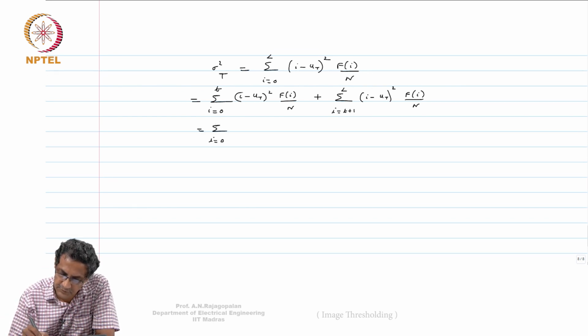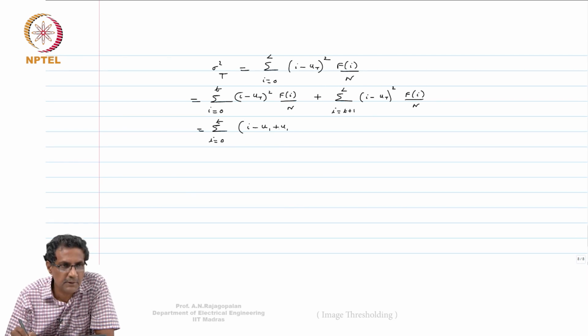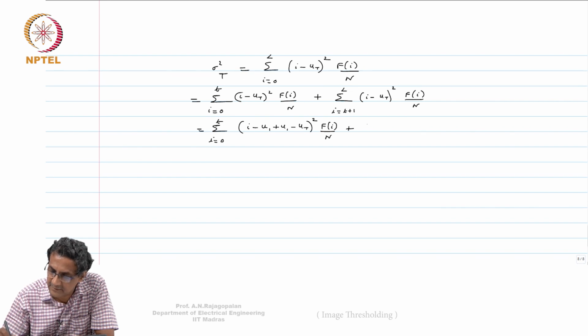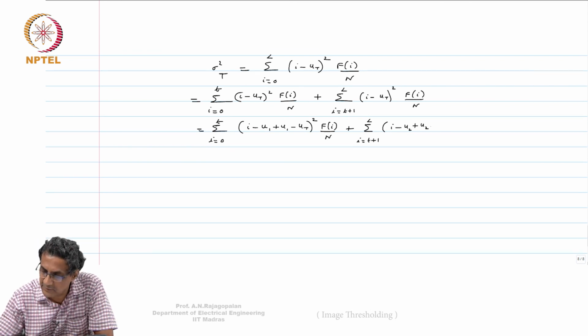Furthermore, let's play a small trick. For i equal to 0 to t, I'll add and subtract mu 1: i minus mu 1 plus mu 1, minus mu t the whole square, times f of i by n. Mu 1 should be strictly a function of t, but I'm not going to explicitly write that. Plus the summation i equal to t plus 1 to L, where I'll add and subtract mu 2: i minus mu 2 plus mu 2 minus mu t the whole square, times f of i by n. This again is a function of t, although I'm not writing it explicitly.